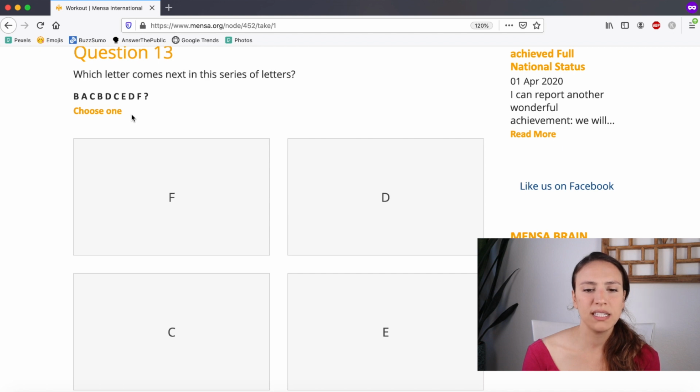Okay, again, because it's erratic, make sure you check that trick of looking at every other one, and this is that case, because you have B, C, D, E, F, leapfrogging, and then A, B, C, D, so the next one would be E.